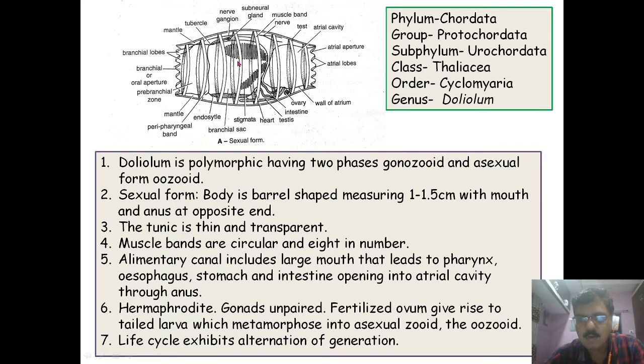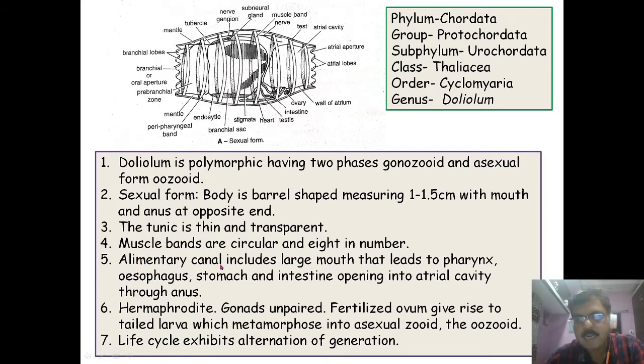As it is included in the Tunicata or Urochordata, the tunic is thin and transparent. The muscle bands are circular and 8 in number. Therefore, it is included in the Cyclomyria. And how many muscle bands are there? 8 muscle bands are there. You have to draw only the 8 muscle bands.